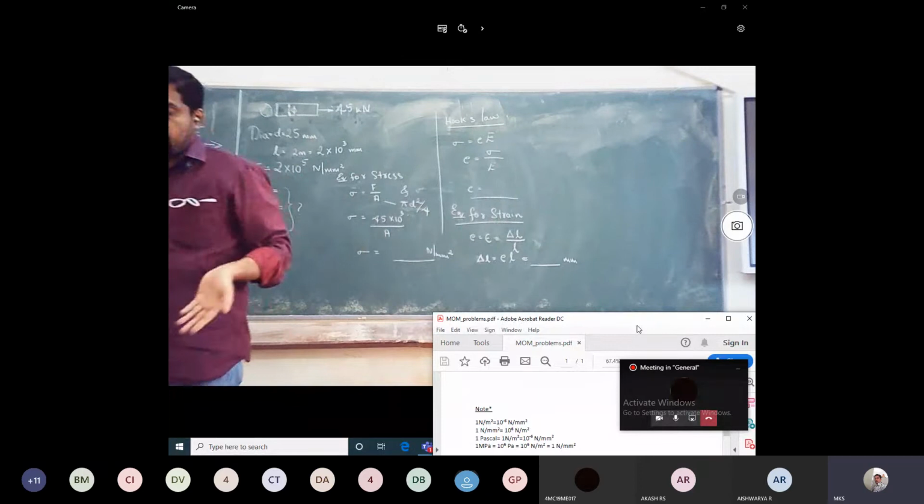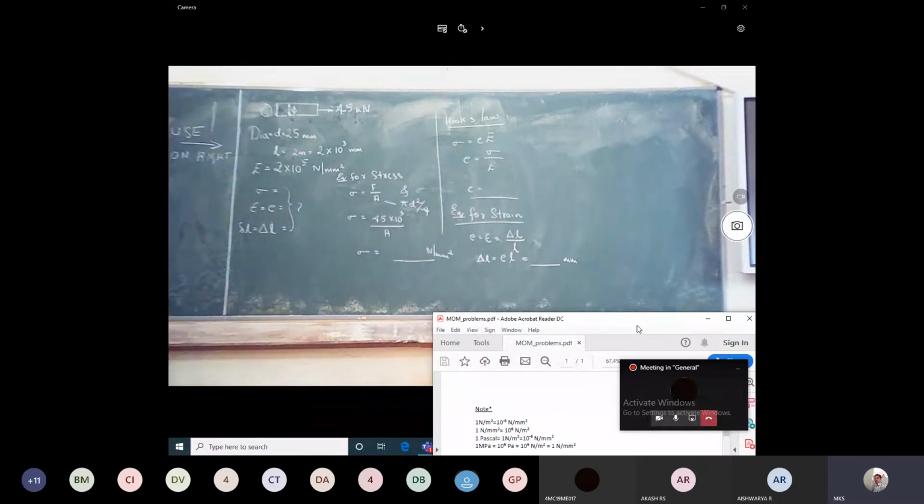So be ready with the solution, with the problem sheet of paper, whatever problems we solve. Keep it ready. I will prepare an assignment, and within the due date, you scan all the problems together and upload it. Otherwise, if somebody has done the answers, you can tell me.